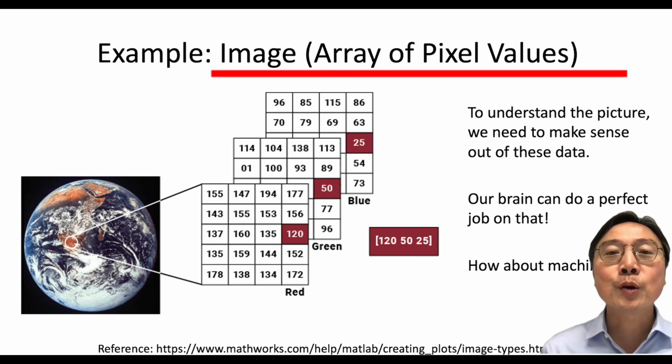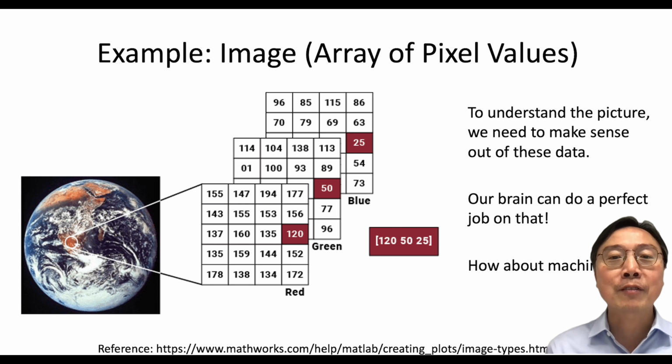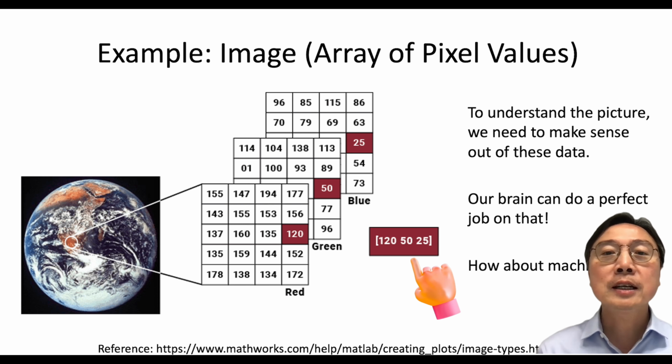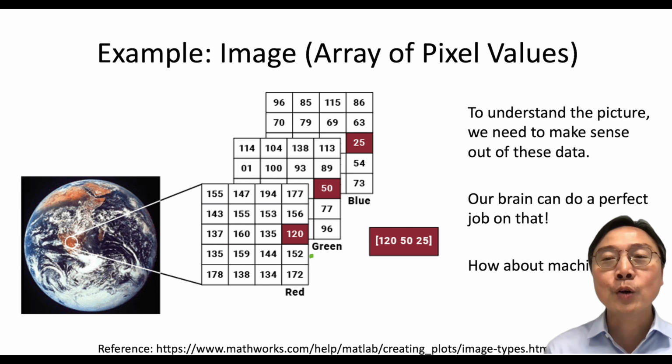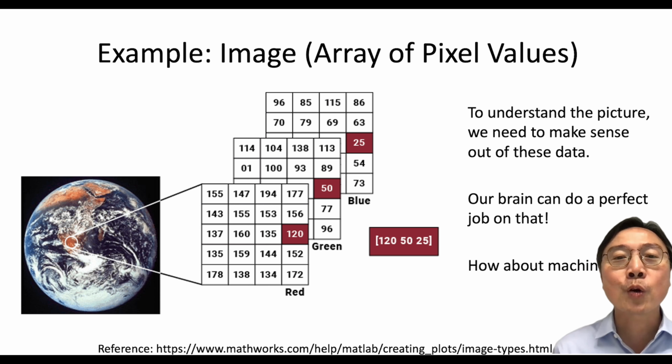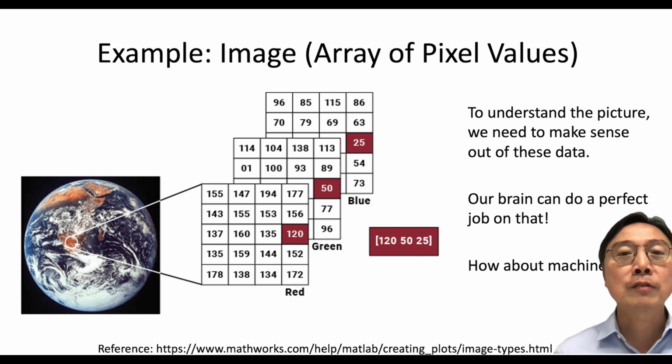So this is an example of an image, which is essentially an array of pixel values. I pick a particular picture element from the image on the left, and then highlight three numbers: 120, 50, and 25. 120 is the value corresponding to the red component, 50 to the green component, and 25 to the blue component. You probably know that different combinations of these red, green, blue components give you different colors. So one pixel value has three numbers, and there are so many pixel values in the whole image, so there are lots of numbers.